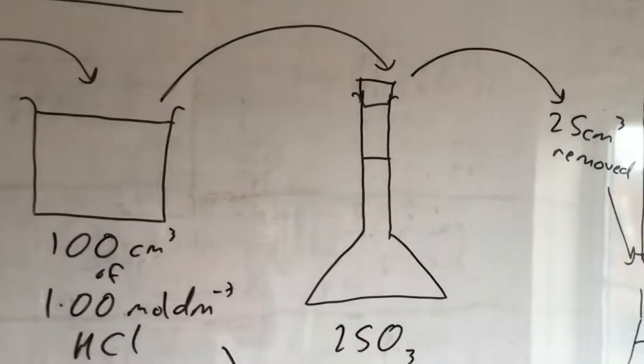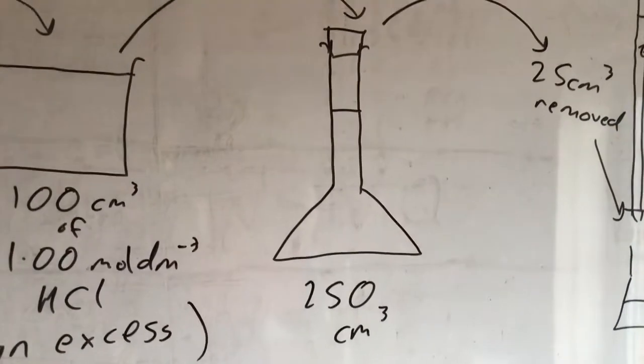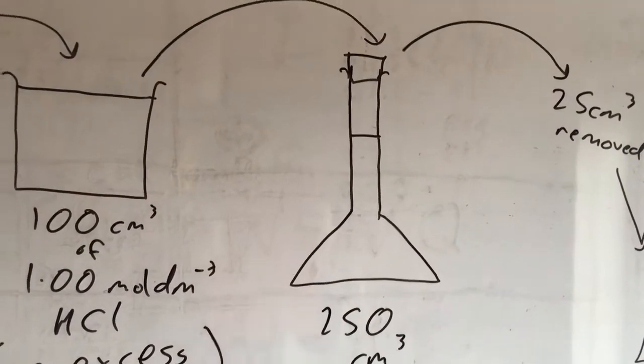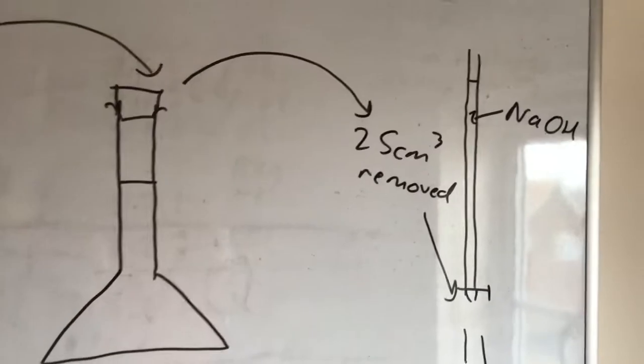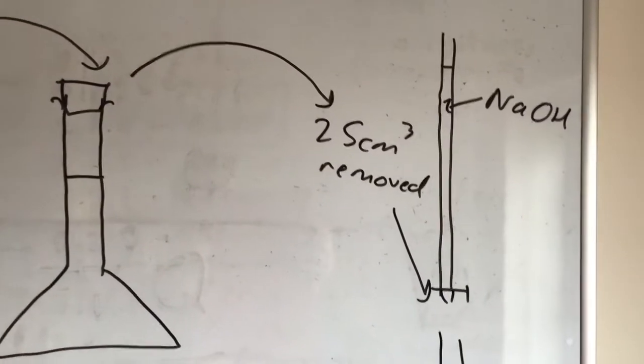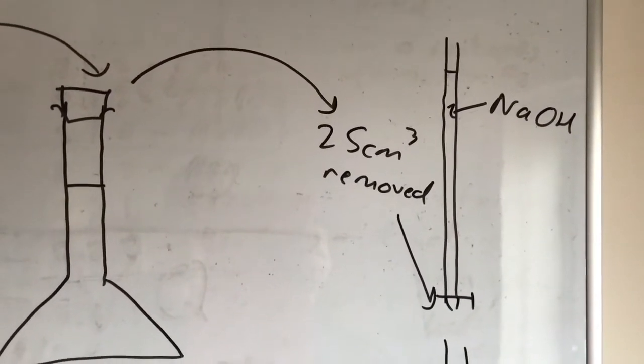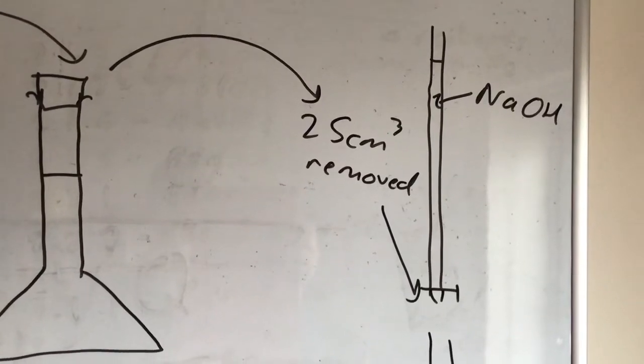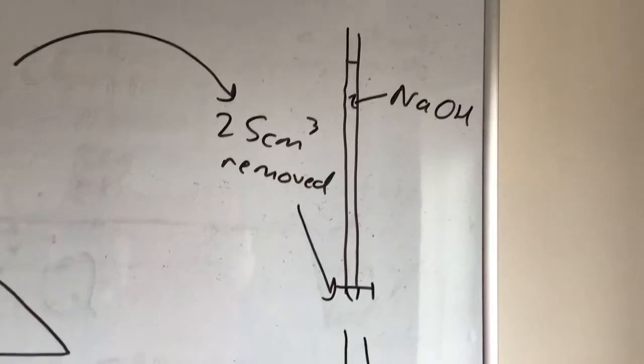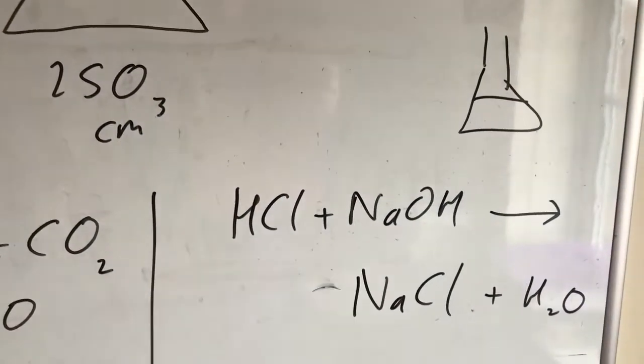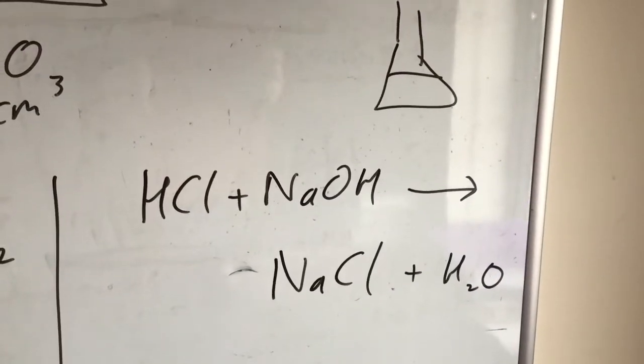Well, you transferred it into a standard flask, 250 centimetre cube standard flask. Then you took little bits of this, a pipette full, a 25 centimetre cube pipette of it, called an aliquot, and that was then titrated using sodium hydroxide. And that's the equation for the titration.